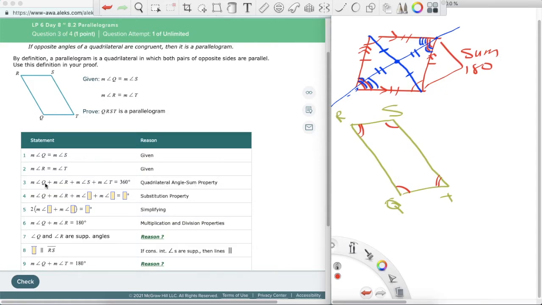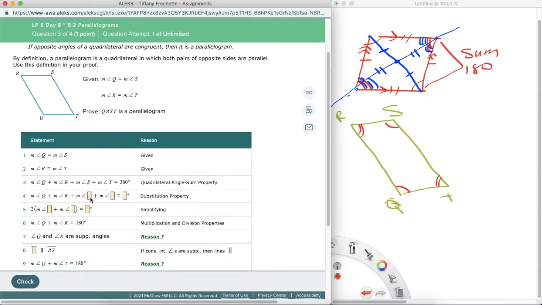So now, if we look at what they are doing on this fourth step here, we have Q and R, that didn't change. But now, instead of S, they have a blank, and instead of T, they have a blank. And what they want us to do is use substitution. I can see that because they're telling me to use substitution here. So I'm going to substitute instead of angle S, I'm going to say angle Q. And instead of T, I'm going to go R. And that way, they still add up to 360. All I did was replace this S, well, I know S also equals Q, so I substituted it. And with T, it equals R.